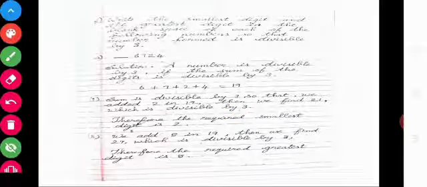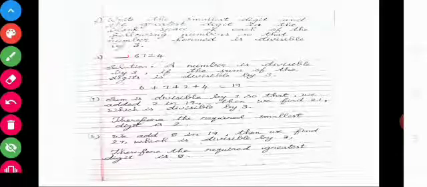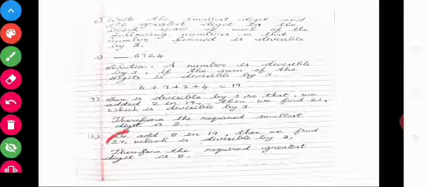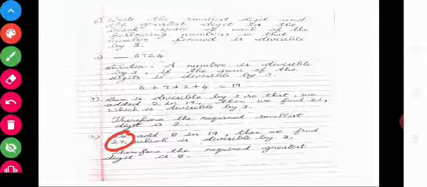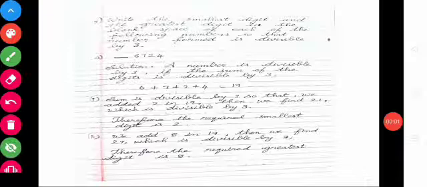Therefore, the required smallest digit is 2. So write here that smallest digit, it is 2. And then check, we add 8 to 19. 8 plus 19, it is 27. 9 3s are 27. So it is divisible by 3. Hence the required greatest digit is 8.